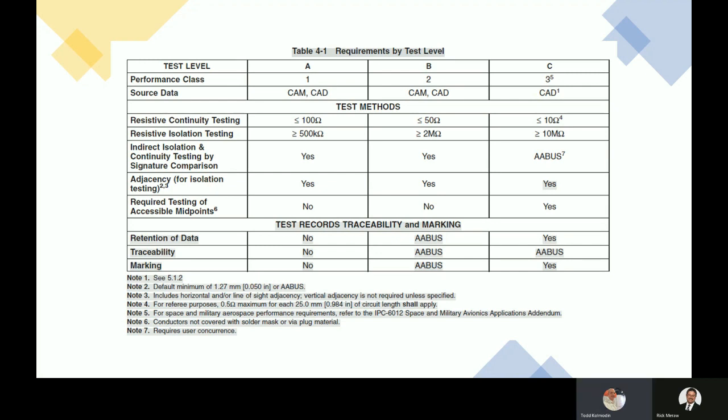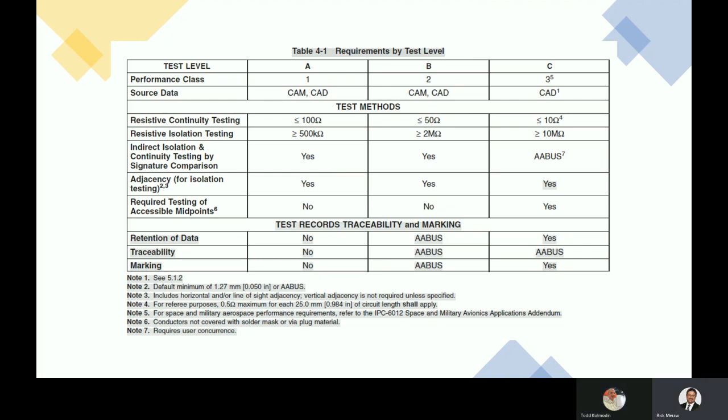From that, you might also hear there is a test level now in the newer version of 9252. We have test level A, B, and C, which do correspond to the performance class 1, 2, and 3. So the first thing we need to talk about is net list testing, and I think Rick will take us through a little journey on what is a net list and what that really means in the world of electrical tests. So welcome aboard, Rick, and take it away.